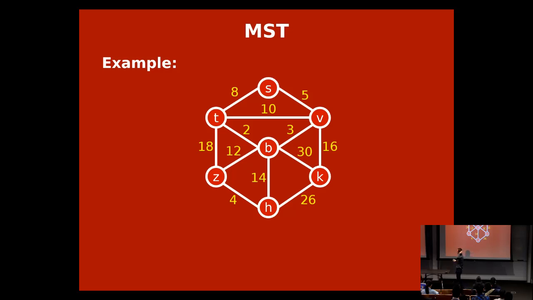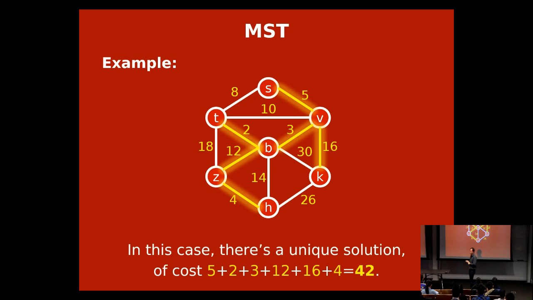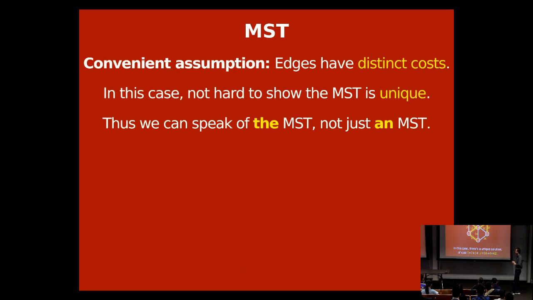So here's an example. It's the same Moravia graph, but just with letters. And I did the math. This is the minimum spanning tree. That one's in yellow. And it happens to be the unique solution. And the cost is just the sum of the costs, which is 42 in this case.